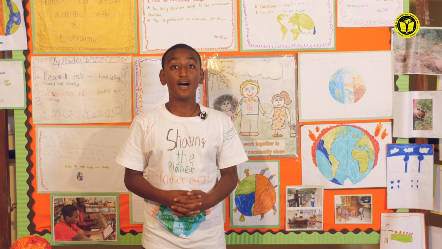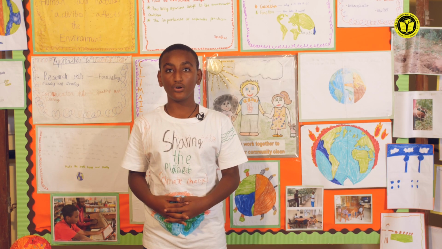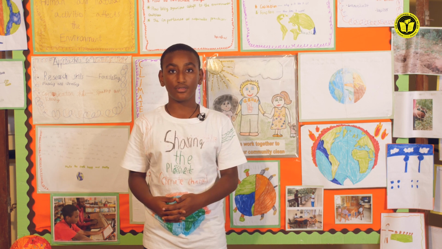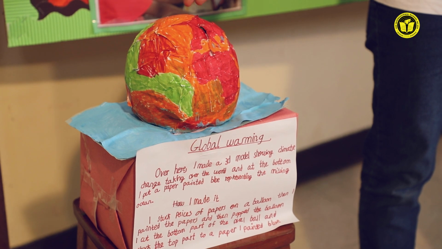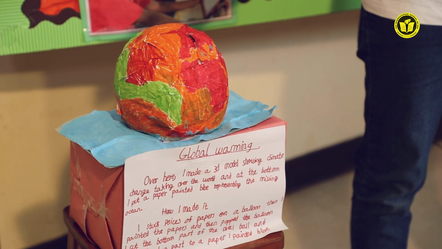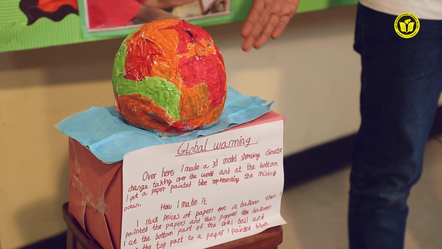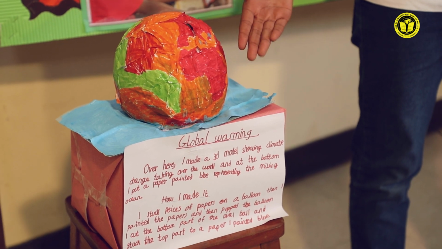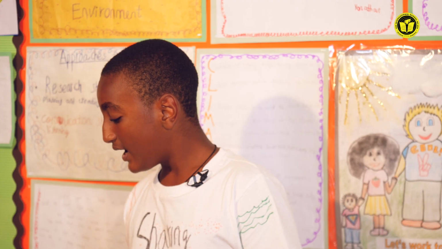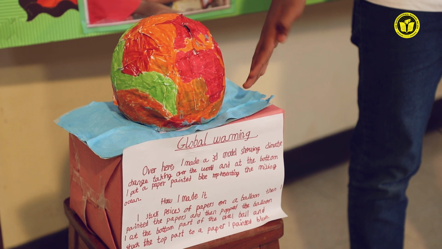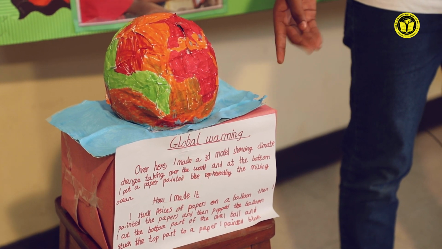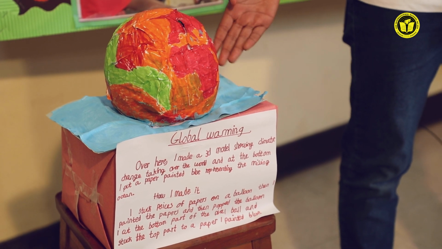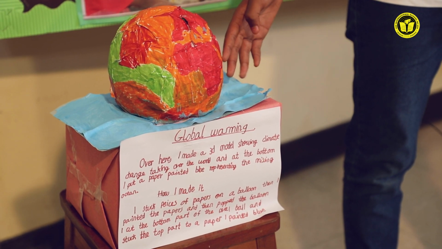As an action, I also made a 3D model representing the Earth. But this globe is not the normal Earth that you know. This Earth is heating up due to climate change. And I also made the paper at the bottom blue, showing that the ocean has evaporated due to climate change.